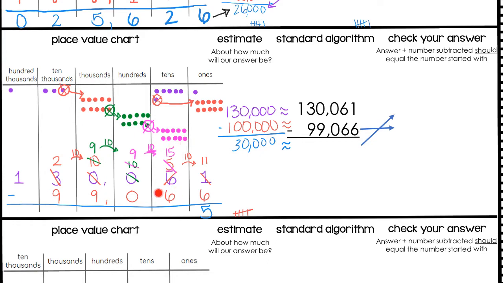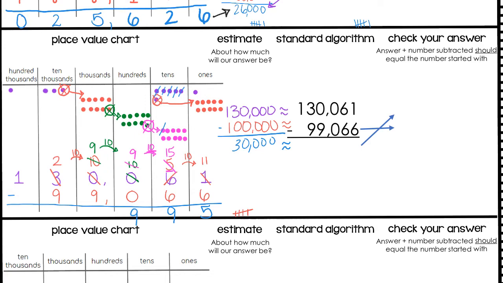15, I can now definitely take away 6. 1, 2, 3, 4, 5, 6. And there are 5, 6, 7, 8, 9 left. So 15 minus 6 is 9. Now we can go to our hundreds place. I have 9 hundreds. I can take away 0. That's the same. I still have 9 hundreds.